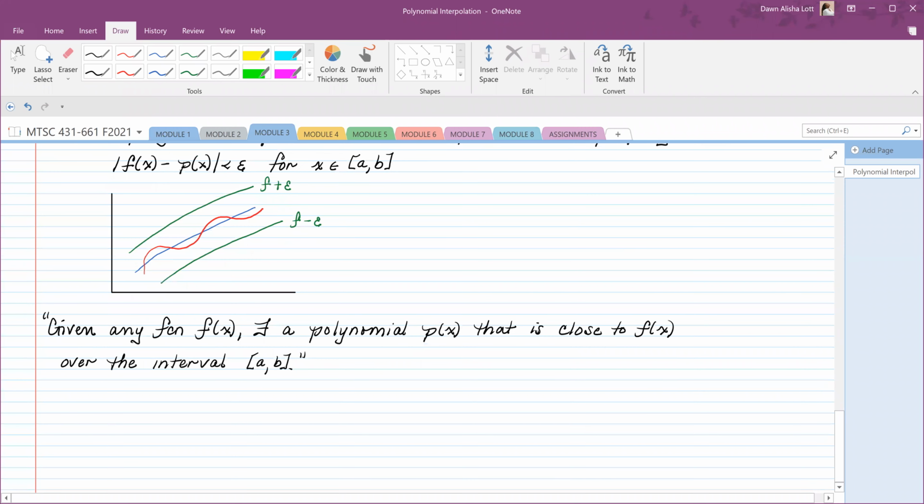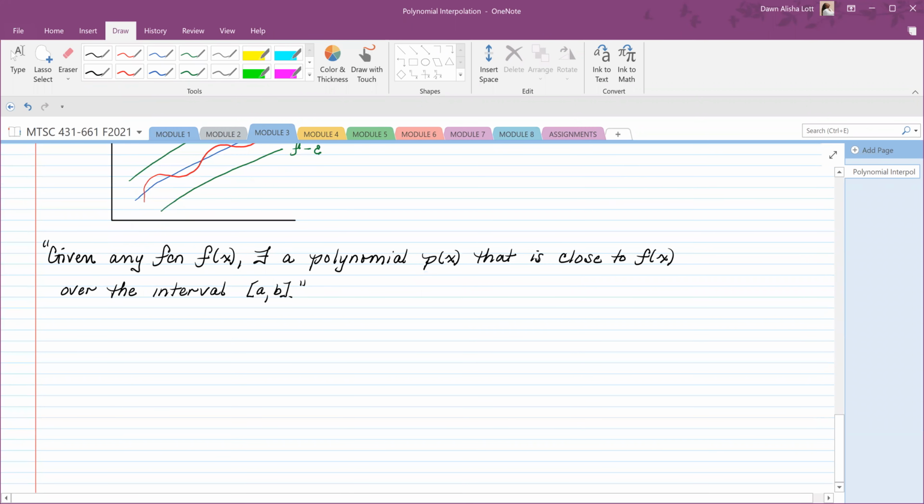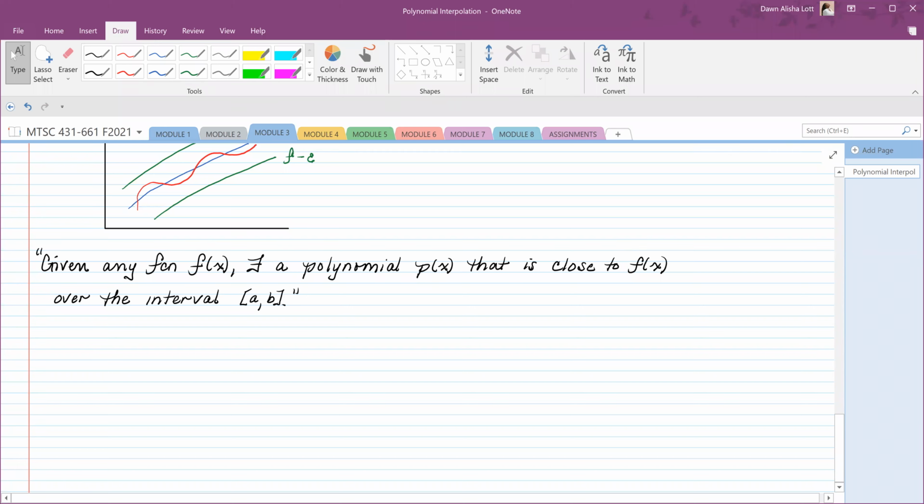All right, so let's say the Taylor series polynomials. All right, these are approximations of a function near a specific point.